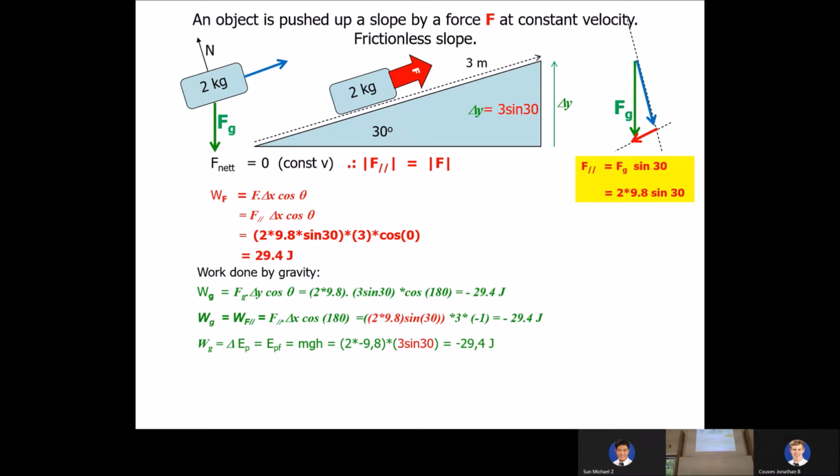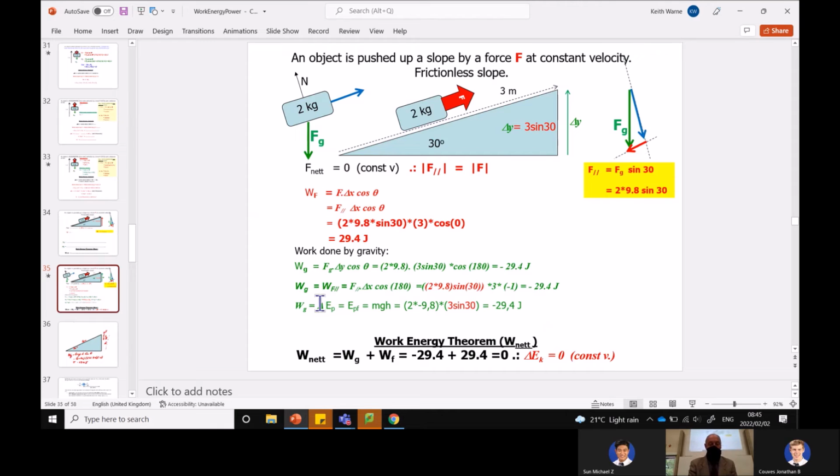I've just here worked it out a slightly different way, using the parallel force. And you can see that you can also say that the work done by gravity is equal to delta EP, but this is incorrect here. Let me just fix this. This last statement, the work done by gravity being equal to the change in potential energy, it's actually equal to minus the change in potential energy, and I shouldn't put the minus in there.